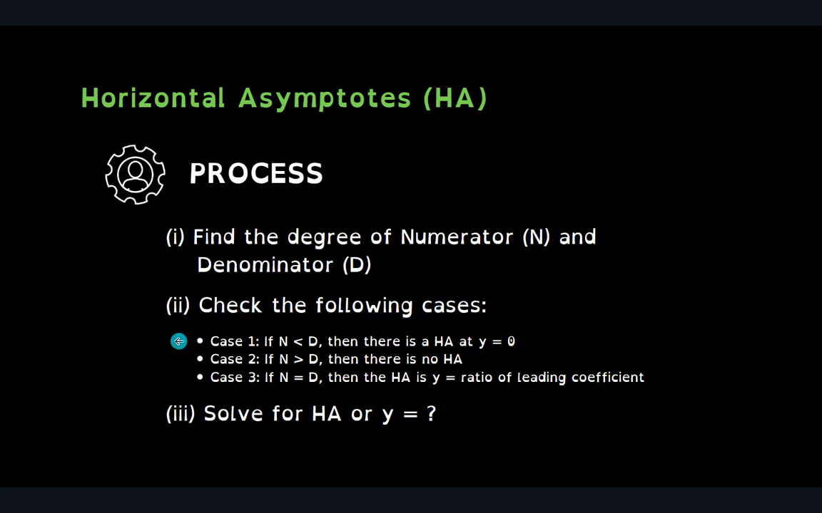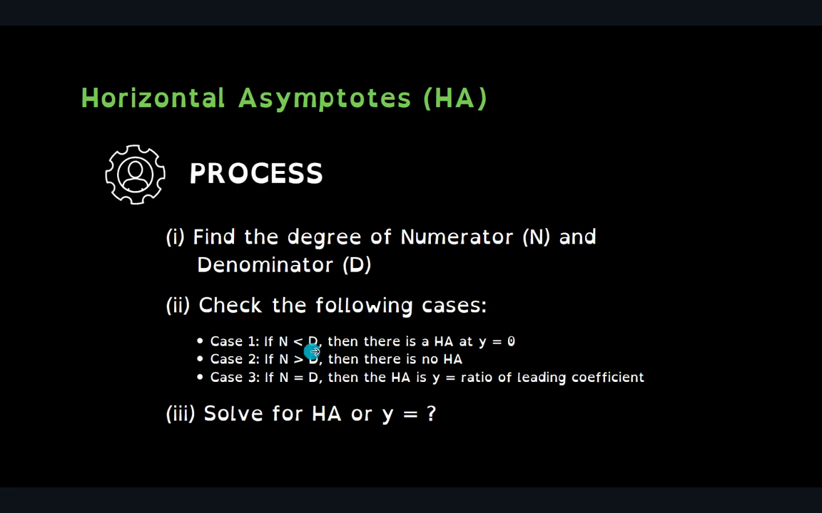Unang case, if n is less than d, or the degree of the numerator is less than the degree of the denominator, then there is a horizontal asymptote at y equals 0. Okay? So, yun yung case number 1 natin. Ang y natin agad ay 0 kapag ganito. Yung degree ng numerator ay less than kay denominator.